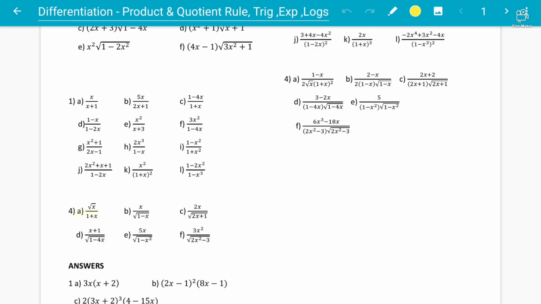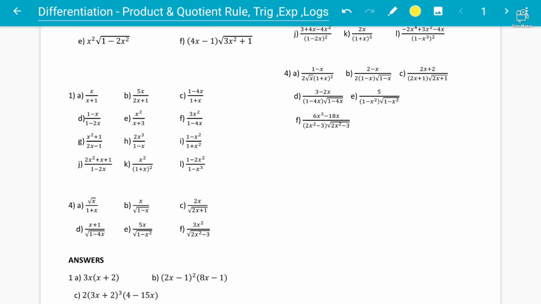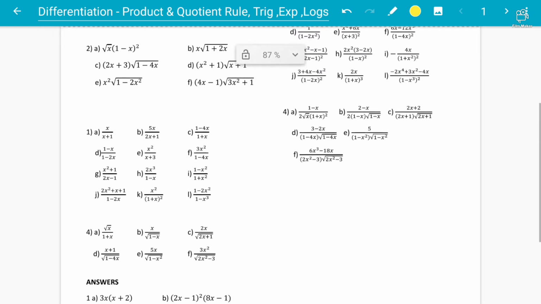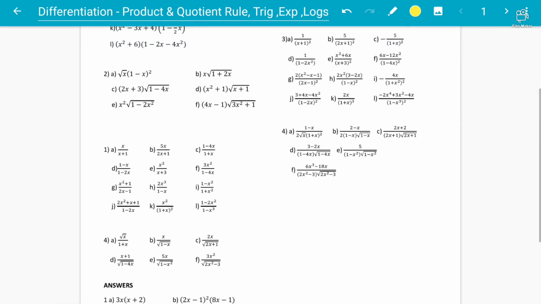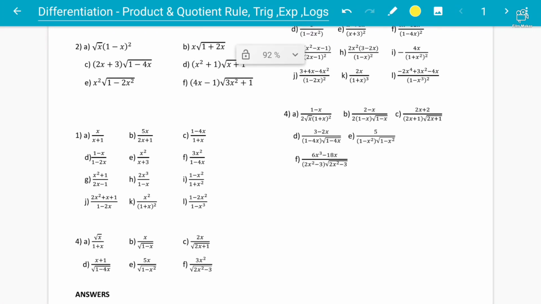These are the questions with division, and you cannot differentiate them easily in the simplified form. You would first have to expand the bracket and then simplify, so it would take a lot of time. To save time, mathematicians have made the quotient rule that students have to apply, and these are the practice questions that you can do for the quotient rule.